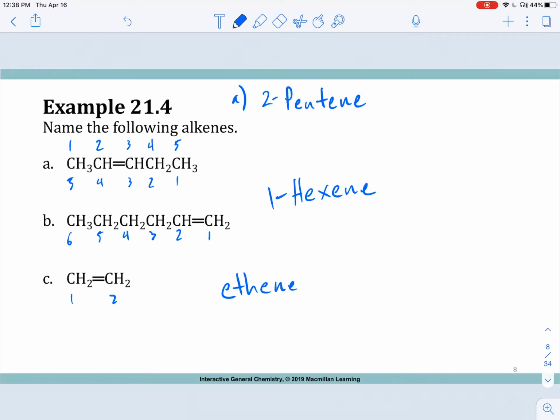Okay, and then why don't we have to call this 1-ethene? Well, because it's unambiguous. If I see ethene, I know it's 2 carbon. There can only be 1 double bond in the middle, so we just call this ethene.